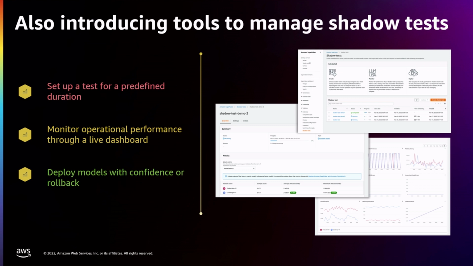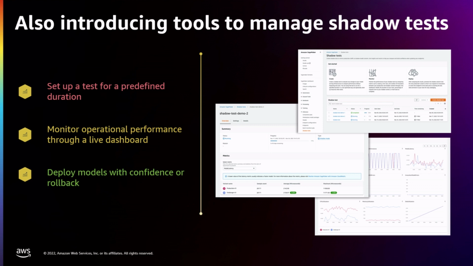So the cool feature that I really like about this is you can set up the test for a predefined amount of time. So you say, hey, I want to run a shadow test. I want to run it for a week. But after a week, I want you to clean up my shadow variant and restore my endpoint to the state that I started my test at. So you can totally do that so that you don't forget about shadow variants running and incurring costs on your behalf, right? So that's a really cool feature that I like.